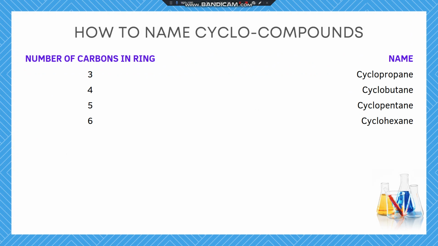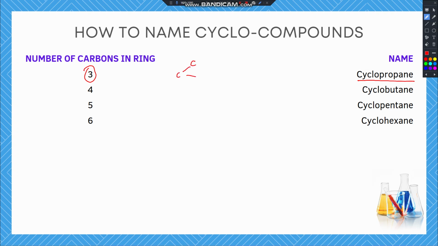Now, here is a rundown of the names that you are to assign to specified numbers of carbon atoms that are present in a cyclo compound. If you have 3 carbon atoms in a cyclo compound, you use the name cyclopropane, and 3 carbon atoms would look like this. Since it is a ring structure, it will look something like this. Some use the structure of a triangle. If you have 4 carbon atoms, it will look something like this, more like a square.